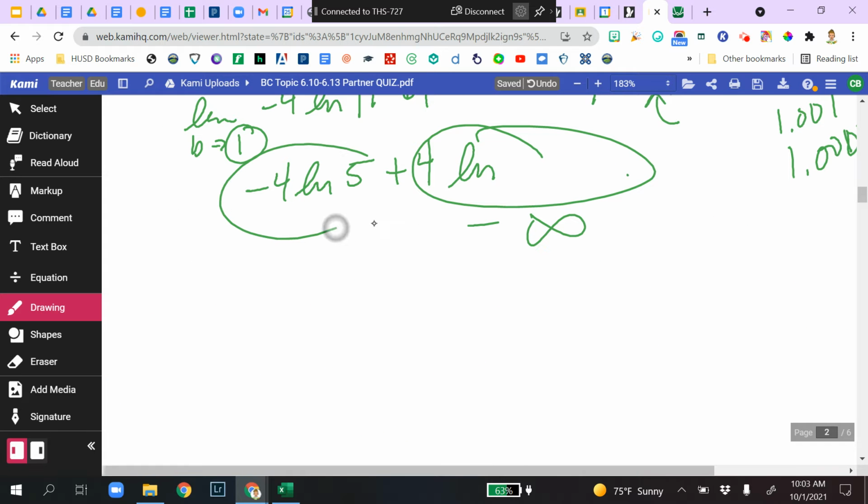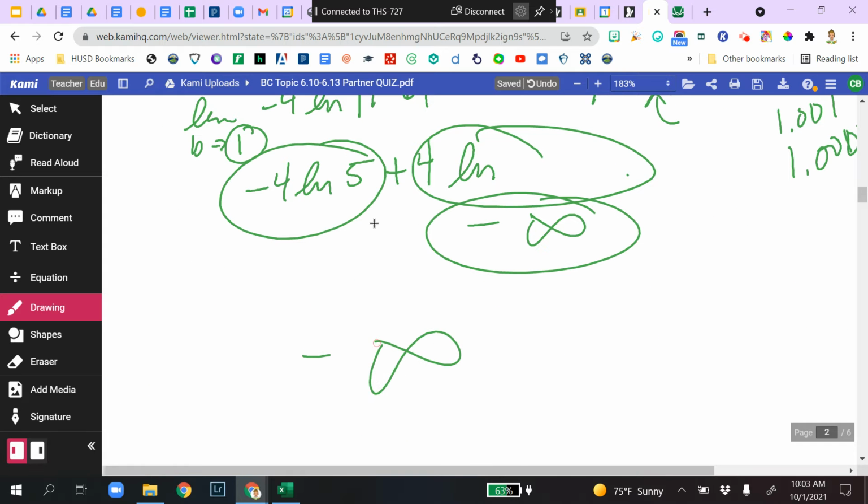This whole piece, no matter if I add this to this, I'm still going to get negative infinity. Would that converge or diverge? Yeah, so therefore it diverges.